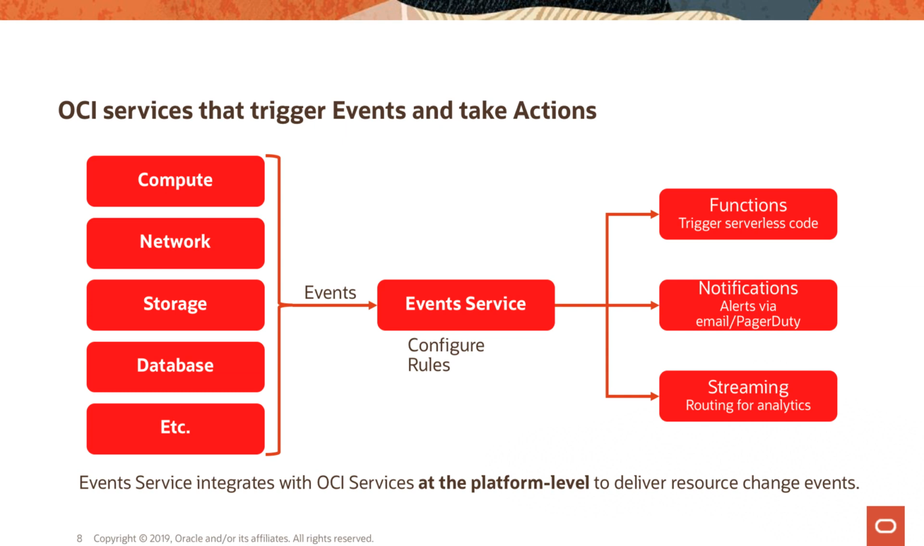And then the events come in and there are rules, and from rules you have to specify actions. And the three services that can help you handle these actions are the function service for serverless triggering of code, the notification service for alerts via email, PagerDuty, Slack, and custom URLs, and the streaming service for routing for analytics and other use cases.